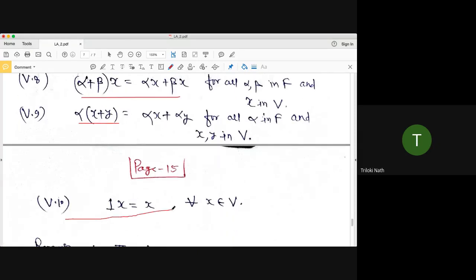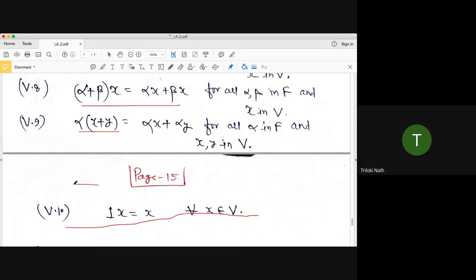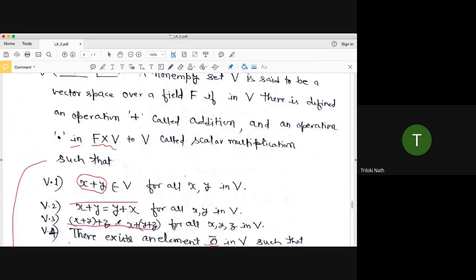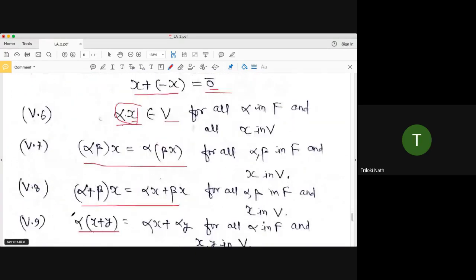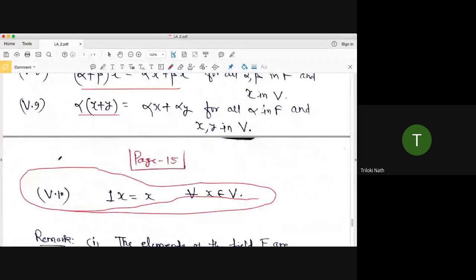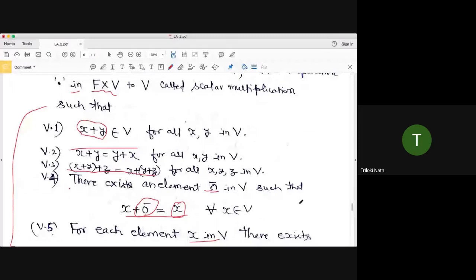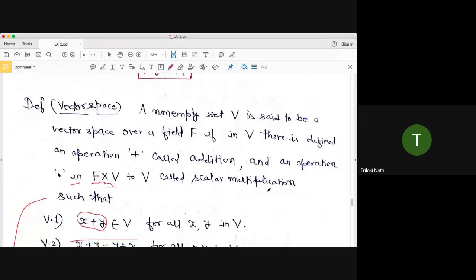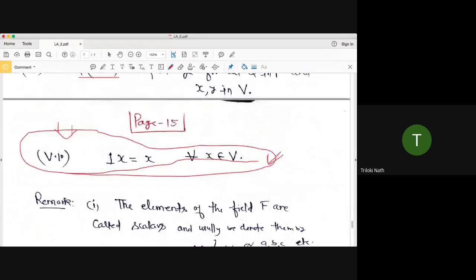And the last one is also very important: one times x is x. You cannot deduce this last property from the others. We will show an example. V1 to V9 cannot deduce this one. So this is also very important. All these 10 properties must be satisfied, then we say that V is a vector space. I hope this definition is clear to everyone. Is it okay?